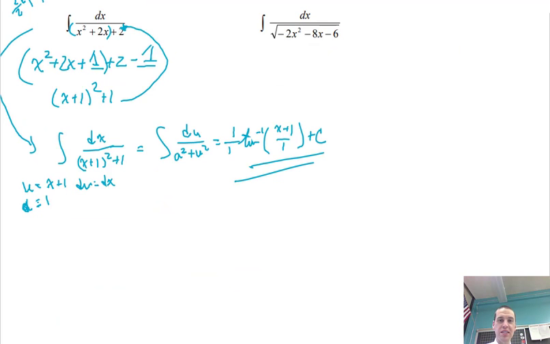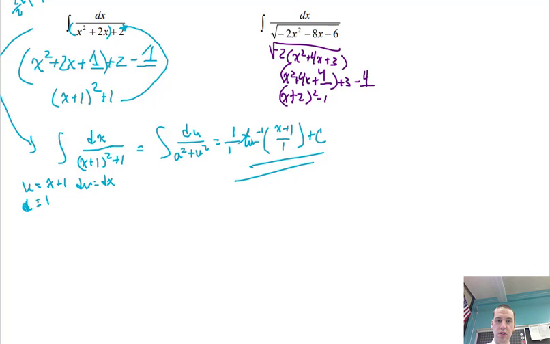And for the last problem, we see that we have a negative 2x squared minus 8x minus 6. Looks ugly. One of the things that we want to do is take out this negative 2 so we can complete the square. So let's rewrite this as negative 2 parentheses x squared plus 4x plus 3. And then we'll complete the square. We know that 4 divided by 2 is 2, and square it, you'll get 4. So we will get x plus 2 quantity squared minus 1.